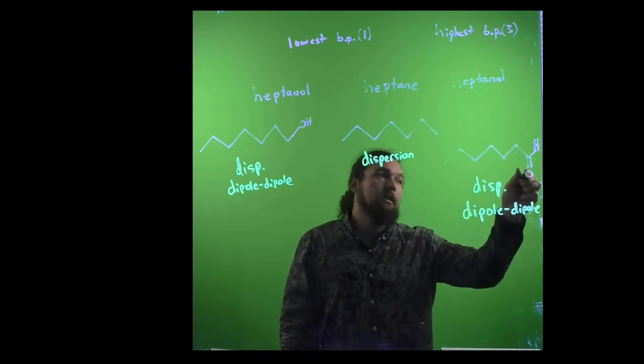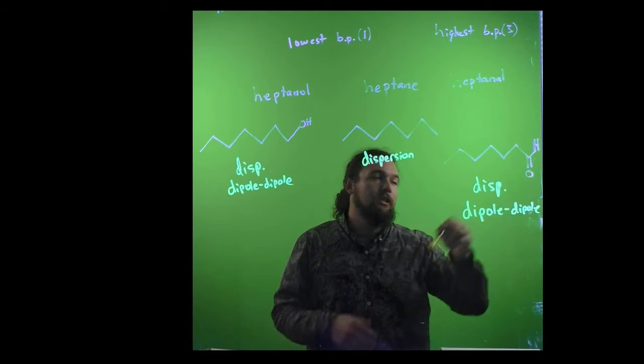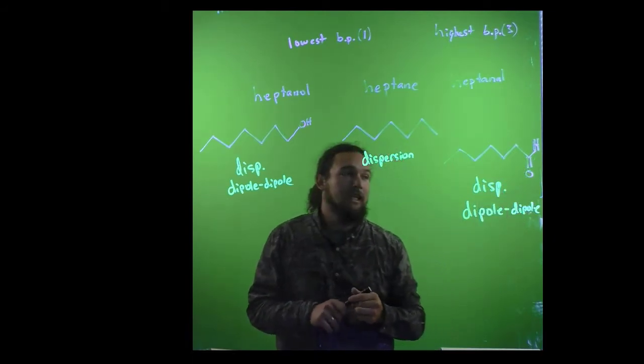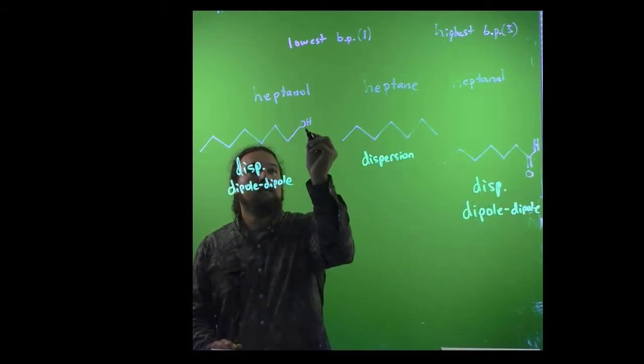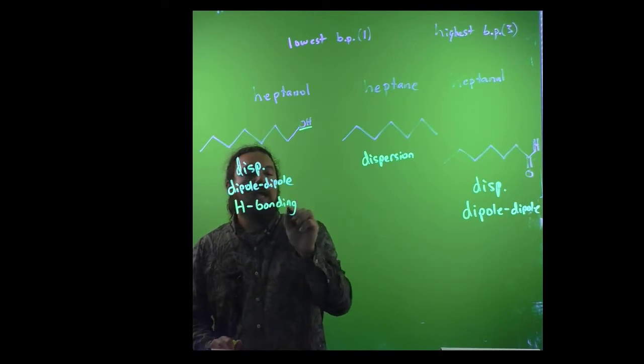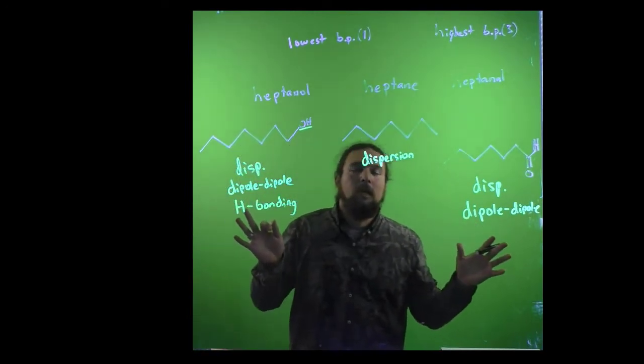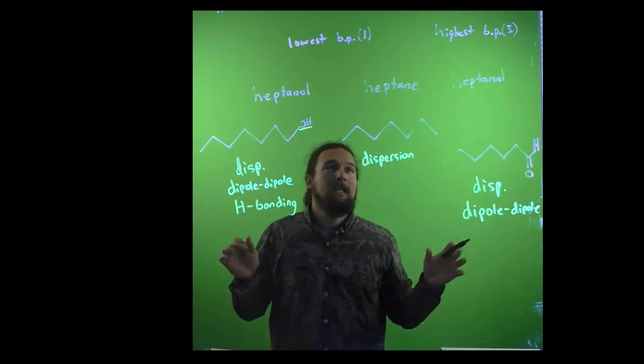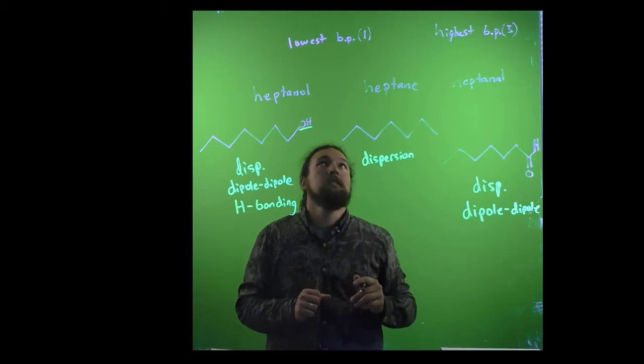We have H's all around, but there's no O directly attached to an H. So this one does not have any hydrogen bonding. But since this one has an O directly bound to an H, this would contain hydrogen bonding. And since they're all about the same molecular weight and things like that, we look at their intermolecular forces.